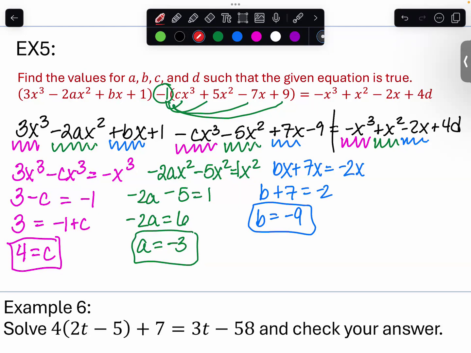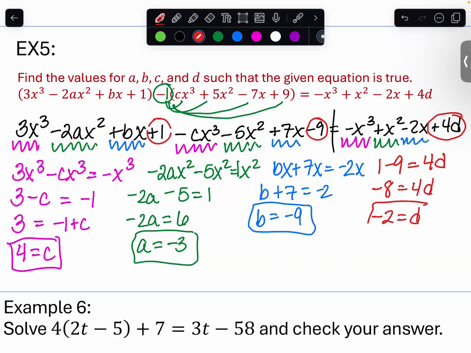Last but not least, I'm going to go ahead and do my constants. I have a positive 1 and a negative 9. Ooh, and those equal a positive 4d now. So I'm going to say 1 minus 9 has to equal a positive 4d. Notice none of those have x to a power or anything like that. They are all the constants together. Well, that's negative 8 is equal to 4d. Let me divide each side by 4 to get that negative 2 is that value of d.